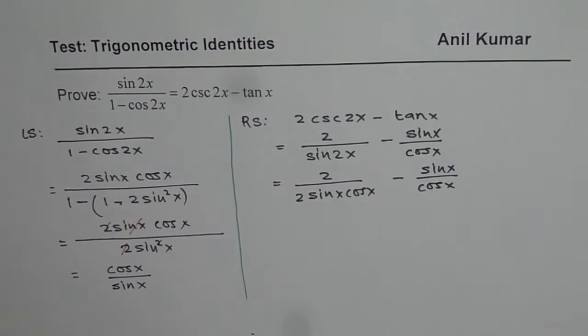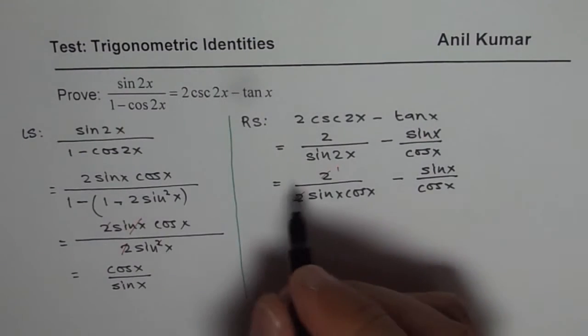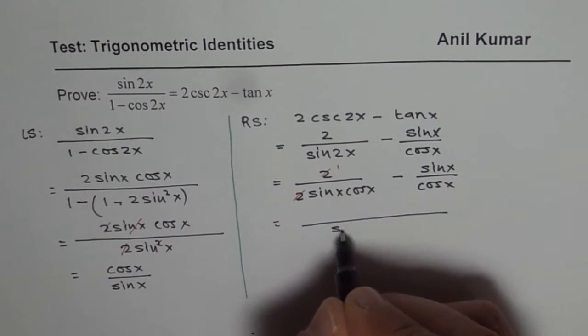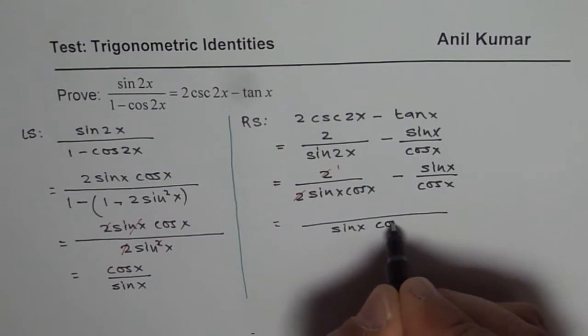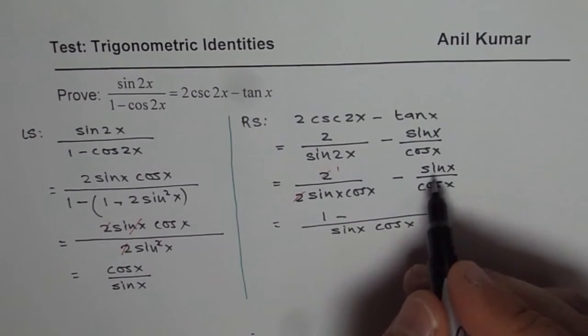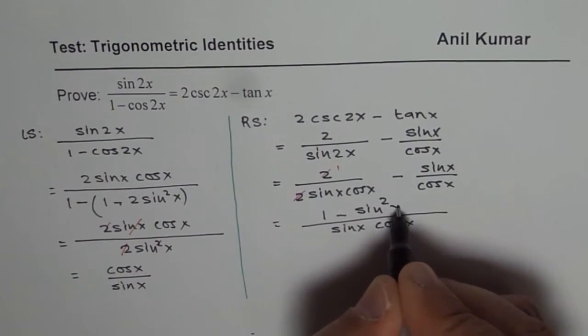Now 2 and 2 will get cancelled. So we get 1 here. You can take a common denominator of sin x cos x. Let's take common denominator of sin x cos x. Here you get 1 minus. Here you have to multiply this by sin x. So we get 1 minus sin square x.